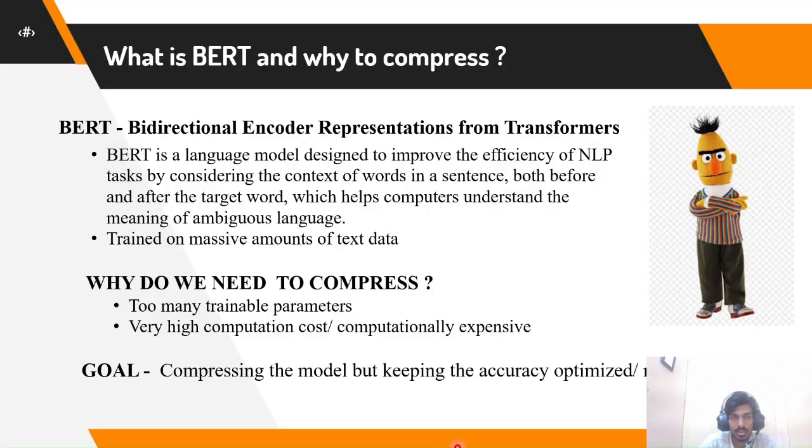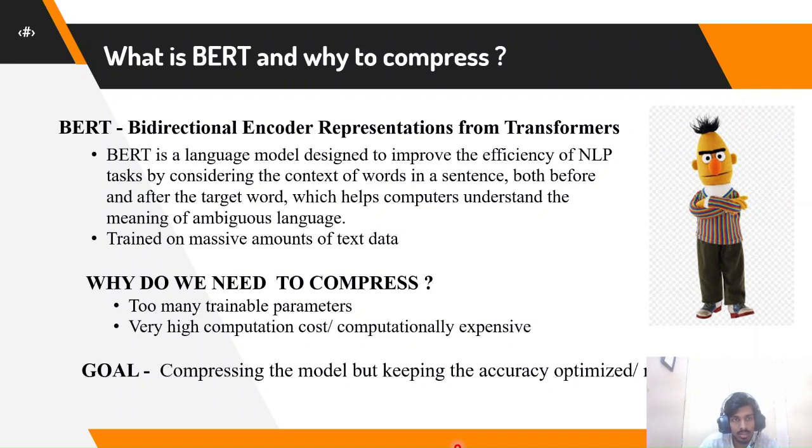Let's find out what is BERT and why do we need to compress it. So BERT is Bidirectional Encoder Representations from Transformers. Basically, BERT is a language model which improves the efficiency of NLP tasks, and it helps to understand a sentence, what is the meaning of it, and also the semantics of it.